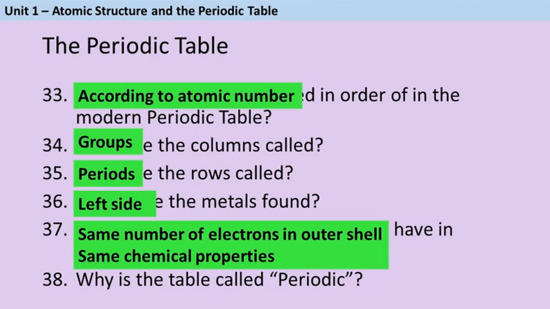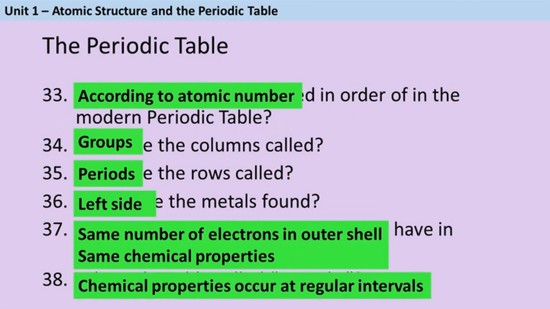So say everything in group 1 has 1 electron in its outer shell, everything in group 2 has 2 electrons in its outer shell. And because it's electrons that take part in chemical reactions, that means that the elements in the same group have the same chemical properties. So say everything that's in group 1 is really highly reactive, and everything that's in group 0 is completely noble, completely stable and unreactive. The periodic table is called the periodic table because periodically means happening at regular intervals. So every time we come back to group 1, we find another very soft, very reactive metal.